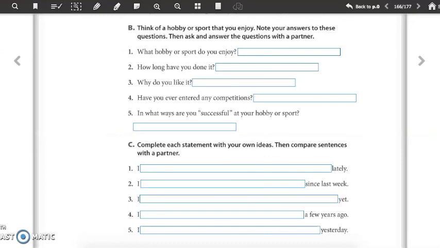Okay, I want you to go back to the book, page 166, and complete Activity B and C. Activity B is asking you to think of a hobby or a sport that you enjoy. Note your answers to these questions. So use your own words and fill the gaps with your answers. Again, with Activity C, it's asking you to complete each statement with your own ideas. Because you don't have a partner, you won't need to ask questions to a partner, but you'll complete these exercises on your own. There won't be any answer key for these questions, because the answers will vary depending on what hobby or sport you choose.